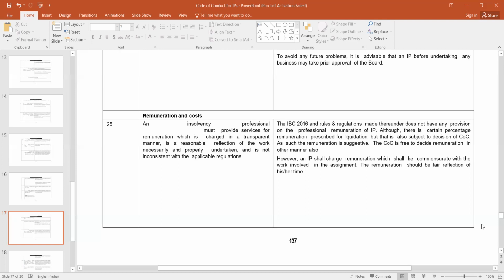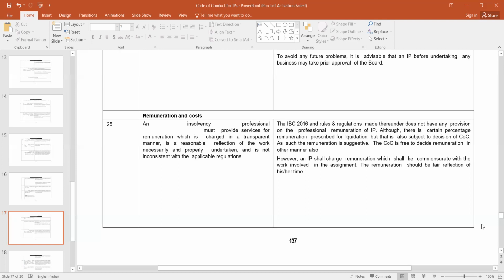Remuneration and cost. An insolvency professional must provide services for remuneration which is charged in a transparent manner, is a reasonable reflection of the work necessarily and properly undertaken, and is not inconsistent with the applicable regulations. So this was the favorite of the examiners. इस पे examination बहुत सवाल पूछते थे, एक IP है और उसने अपनी वाइफ को CD के बहुत सारी assignments दिला दी, तो वो यहाँ पर आ जाता है remuneration and cost. ऐसा नहीं कि आप उसको लूटने पे आ जाओ.